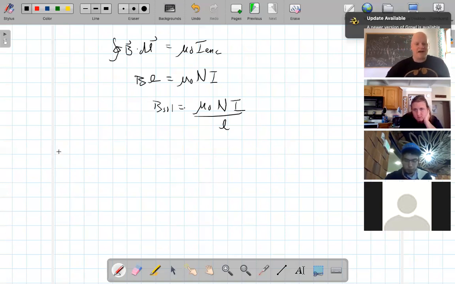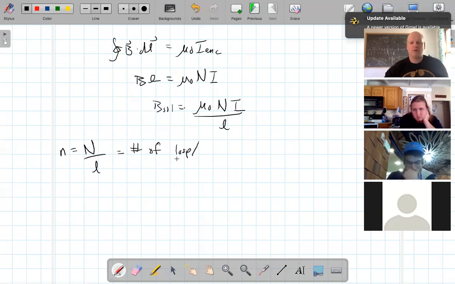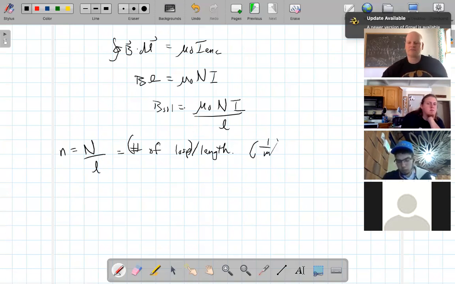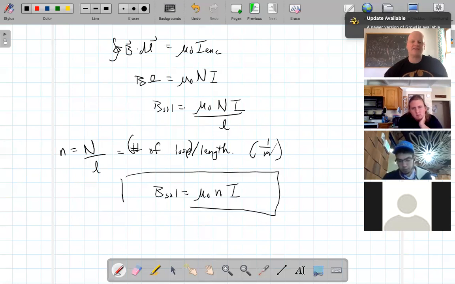Typically from here, we're going to define a new n. I'm going to call this little n, which is equal to big N divided by L. So this is equal to the number of loops per unit length. So little n has units of what? Number of loops per length. So this has units of 1 over meters. Written in this form, the magnetic field of the solenoid simply is equal to mu naught little n times I. So this is my magnetic field of my solenoid.